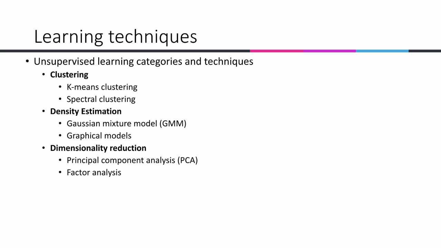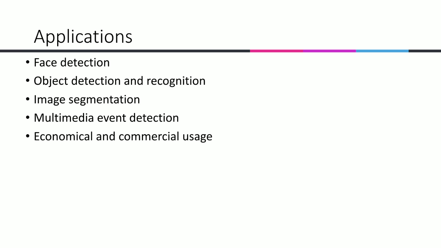Unsupervised learning categories: clustering, under which k-means clustering and spectral clustering. Under density estimation, Gaussian mixture model and graphical model. And under dimensionality reduction, PCA, that is principal component analysis, and factor analysis.